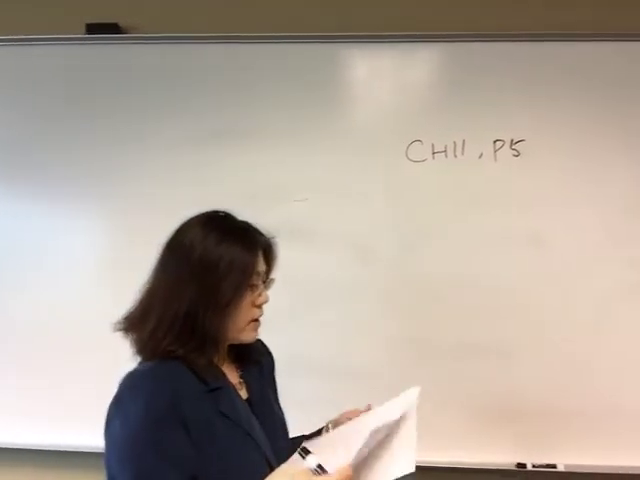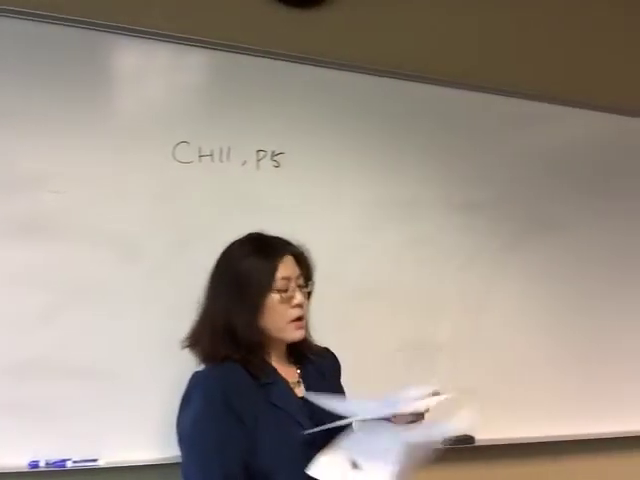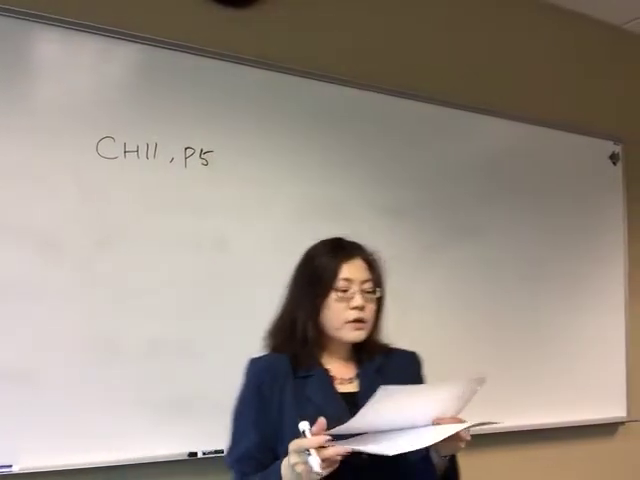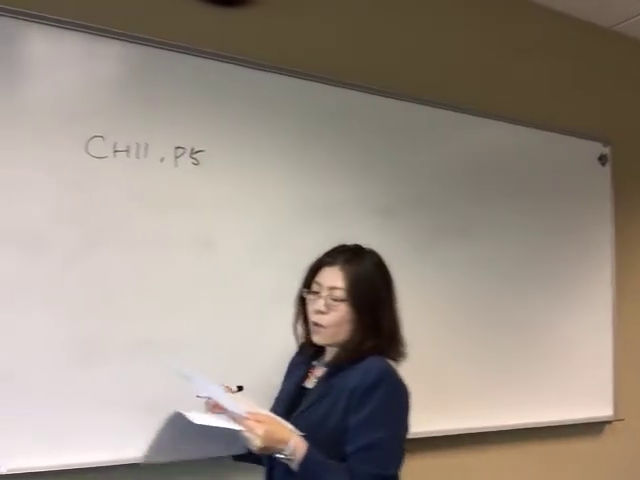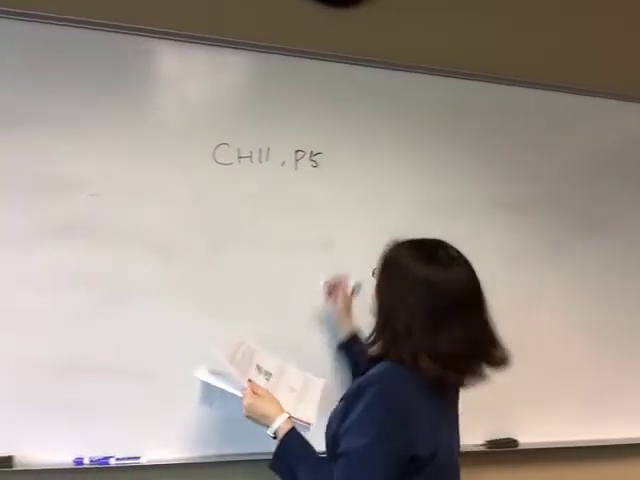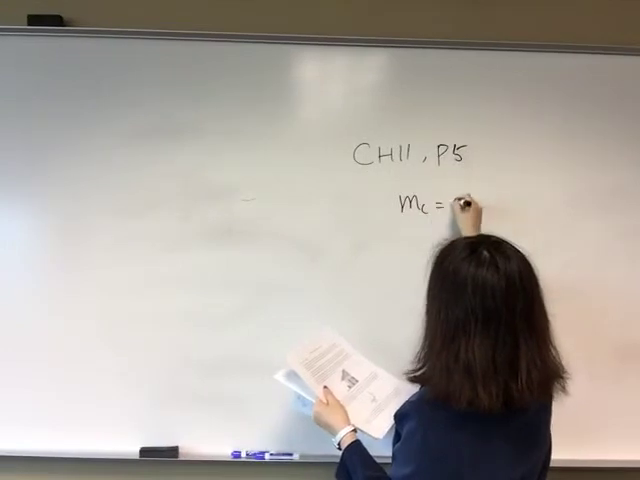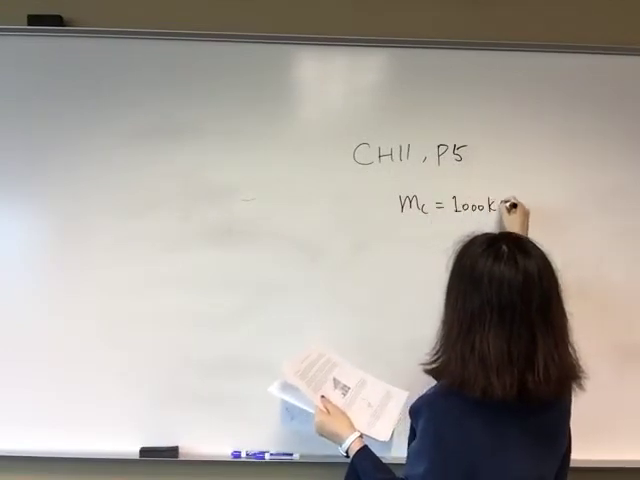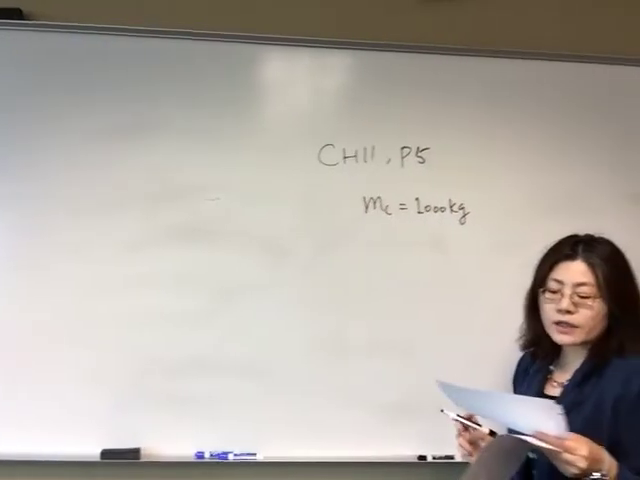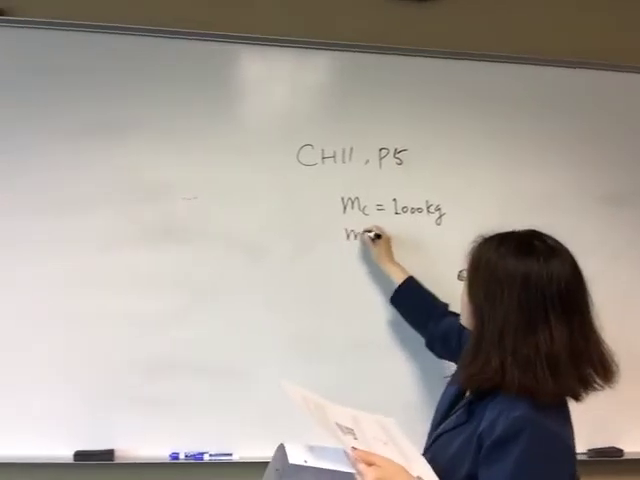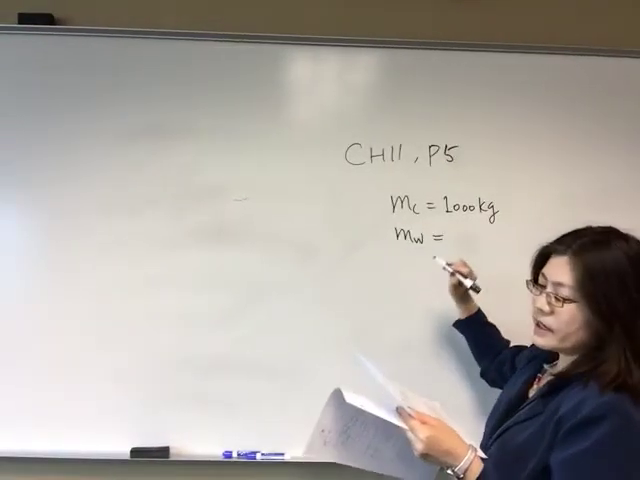All right, problem 5, let's see. A 1,000-kilogram car has 4 10-kilogram wheels. So the mass of the car is 1,000, and that mass of the car, of course, includes the mass of the wheel. And the mass of the wheel, which I'm going to call MW, is 10 kilograms.